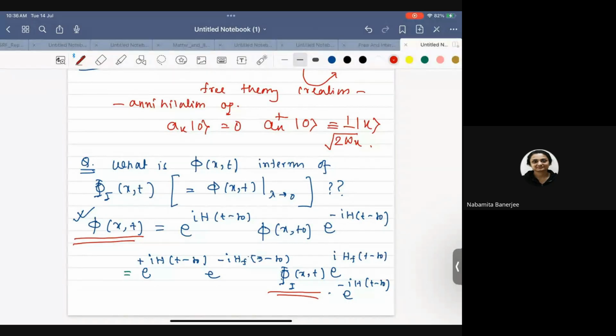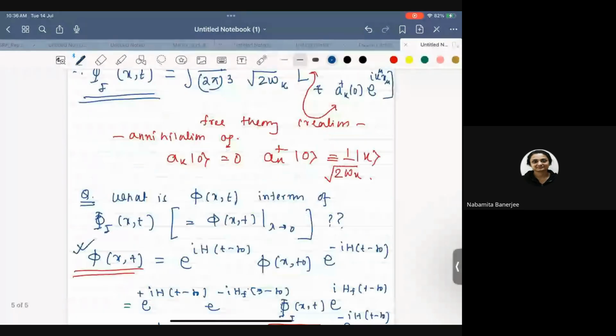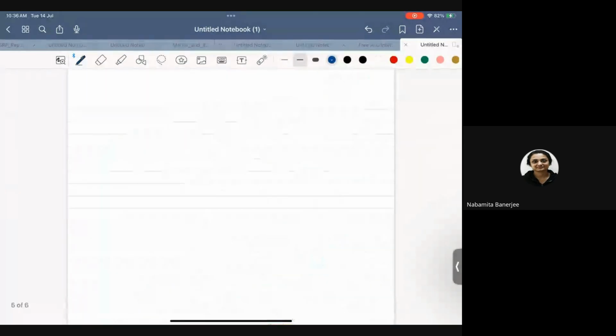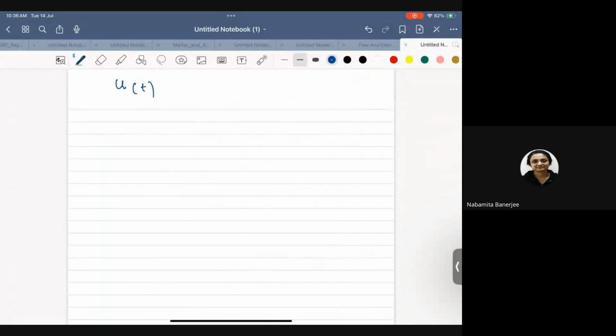Right? So I can write this now as some U dagger. Let me write, I'll define it for you. φ_I(x,t) = U† φ_I U. What is U? U dagger is nothing but this quantity and U is nothing but that quantity. So let me just define it for you, where U(t) is this operator, exponential of i H_0 (t − t_0) times exponential of −i H (t − t_0).